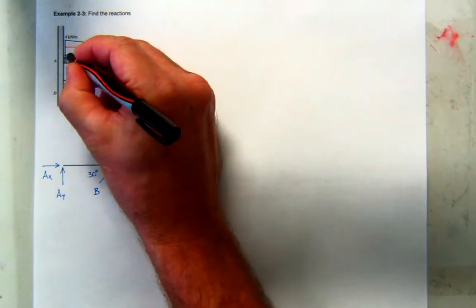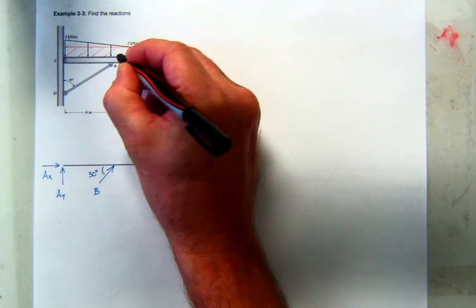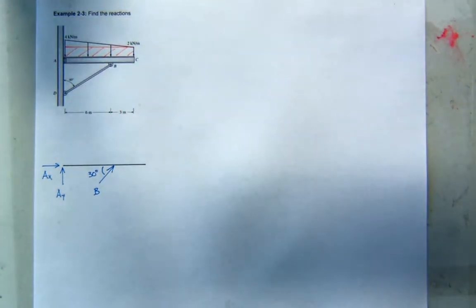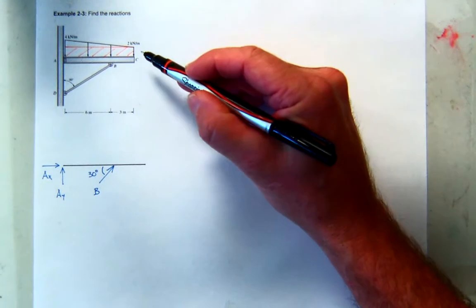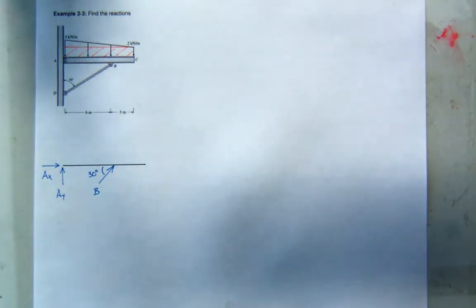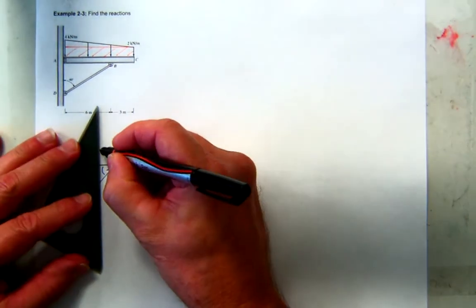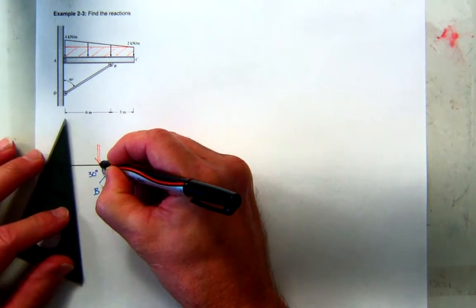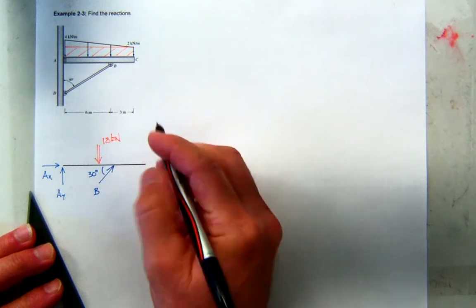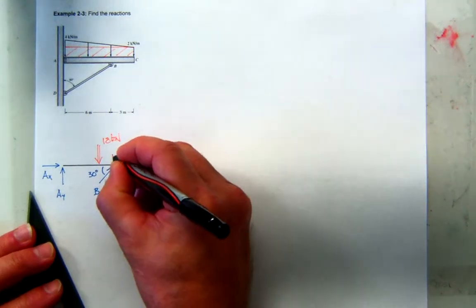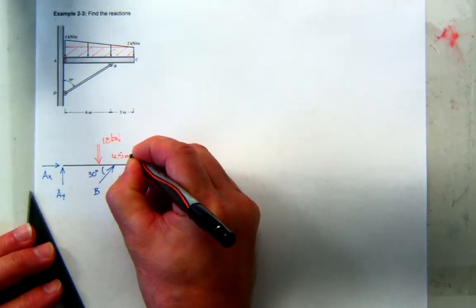Looking at the rectangular section first, what is the area of the rectangular portion? Well, the total base is 9 meters, and the height is 2. So that's going to be a force of 18. I'll draw that one first. That's going to be 18 kilonewtons, and it's going to act in the middle. So half of 9 is 4.5. I'll just write that to this side for right now.